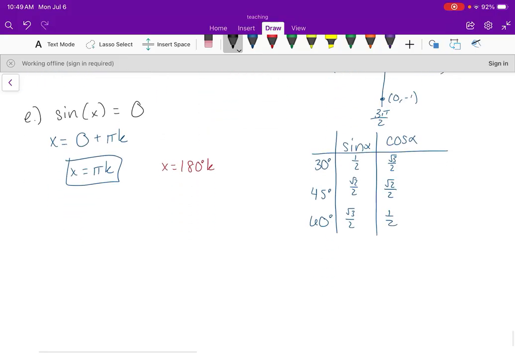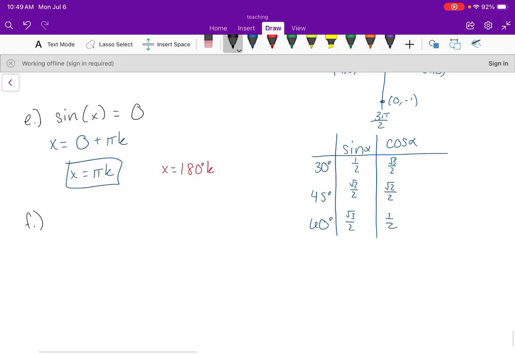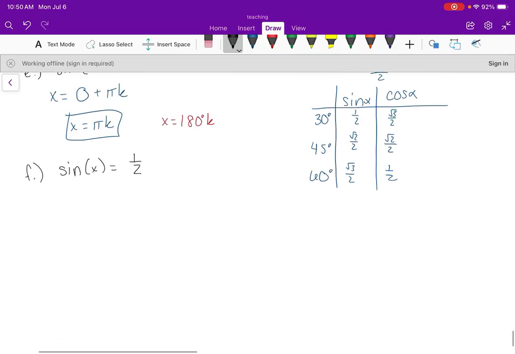Let's do some with the table for sine. So also, I wanted to mention, the sine equaling 0 is a lot like cosine, where it's that exception where instead of adding 2 pi, we actually just add pi. Let's do some with the tables. So let's do sine x equals, let's do positive a half again. I mean, I'm going to do a bunch of them, but I'll do positive half again.